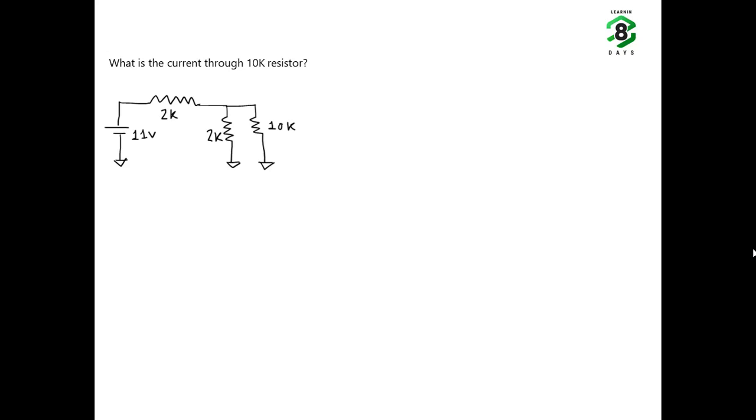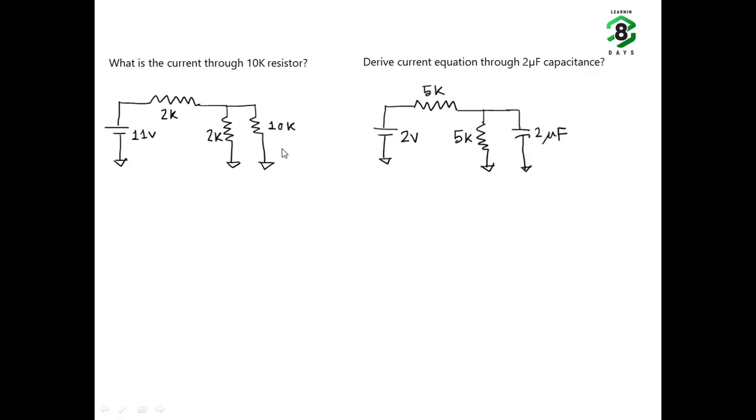So let's look at a couple of questions. The first question is, what is the current through the 10 kilo ohm resistance? That is the current through this resistance. The next question is, derive the current equation through the 2 microfarad capacitance. That means the current equation through this capacitor.